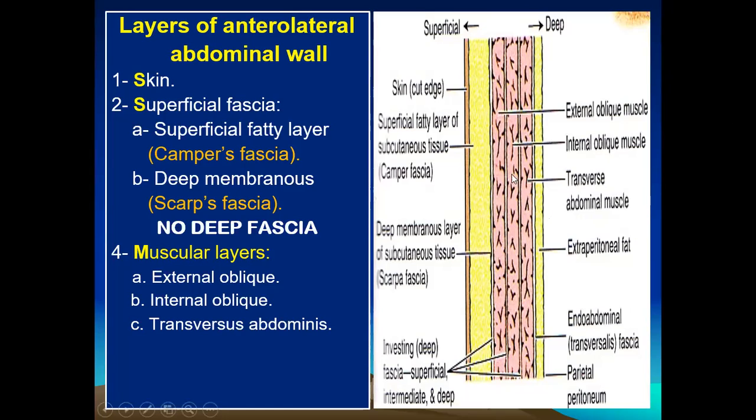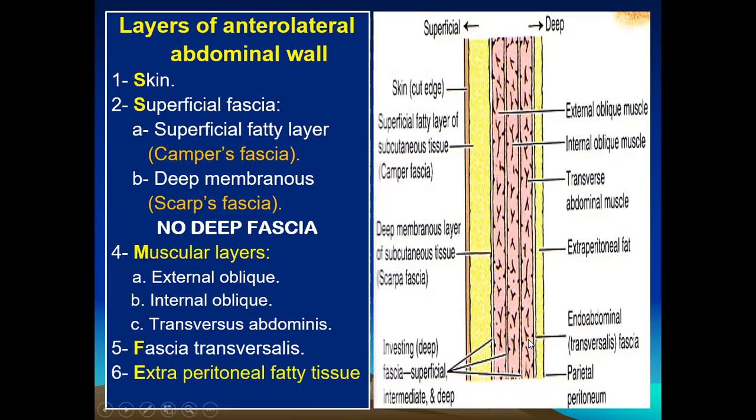So we know this is the superficial fascia, then deep to that we have the muscular layer, which has 3 muscles which you can see here: external oblique, internal oblique, as well as the transverse abdominis. Then deep to that we can see the fascia transversalis, also called the transversalis fascia. Then deep to that we have the peritoneal layer.